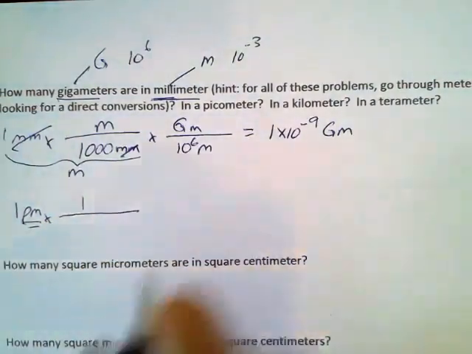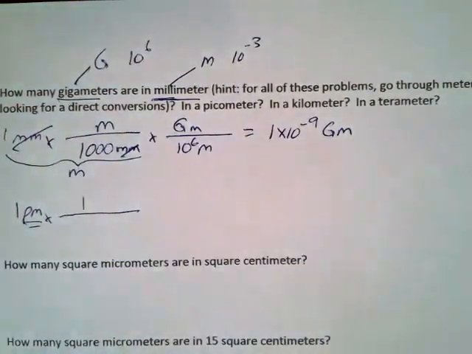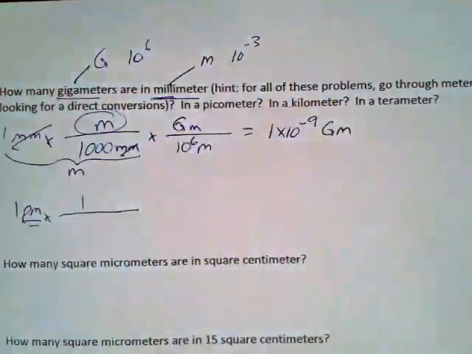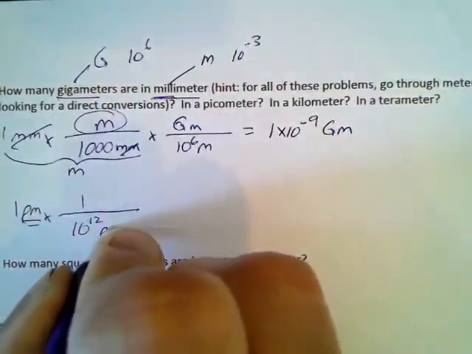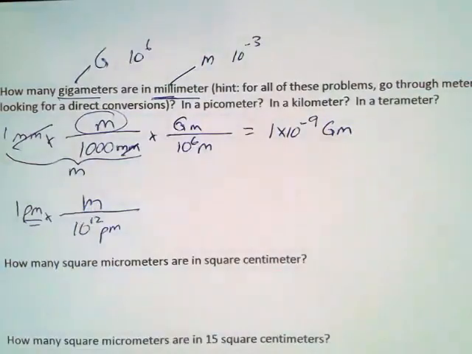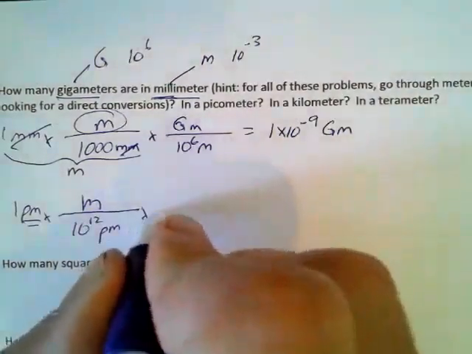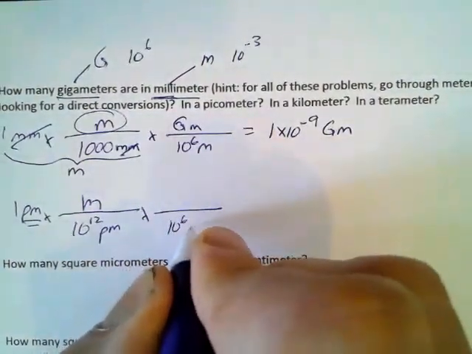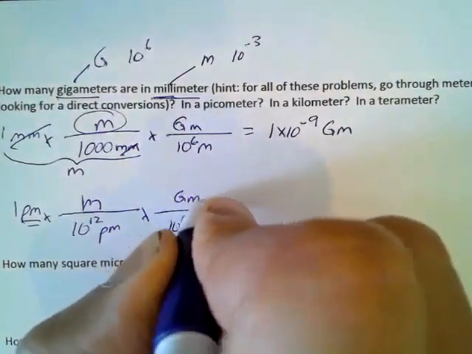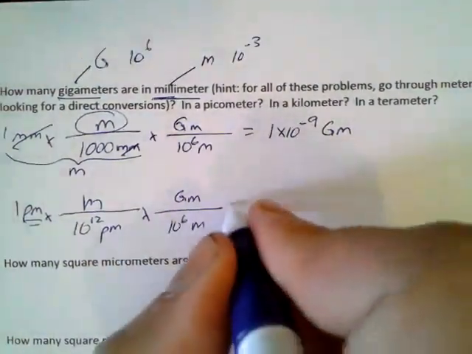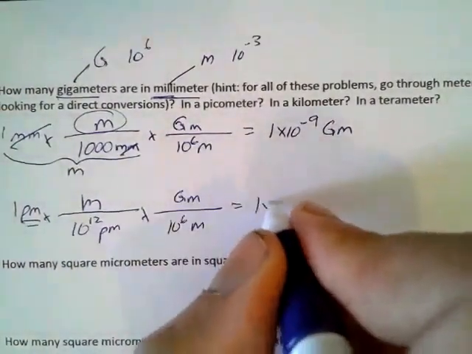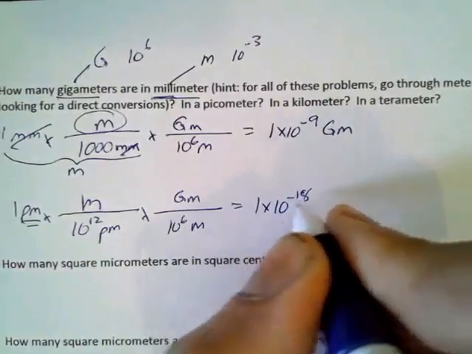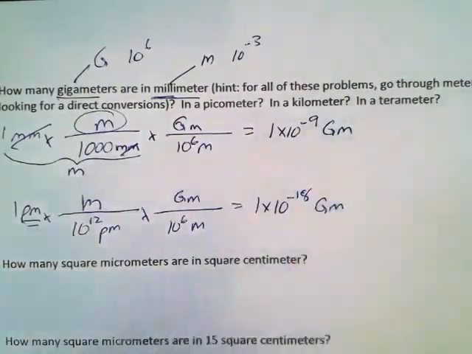Now, picometer to gigameter. I don't know those conversions between pico and giga, so like I said up here, I'm going to go through meters again. 1 picometer: there are 10 to the 12th picometers in a meter. And then we have 10 to the 6th meters in a gigameter. If you do that, you'd have 10 to the positive 18 in the denominator. It would come up as 10 to the negative 18 in the numerator.